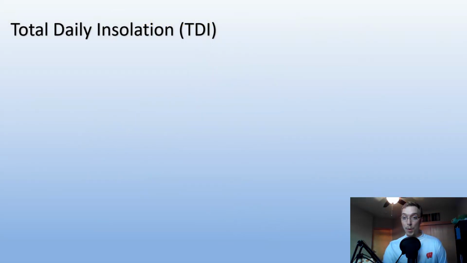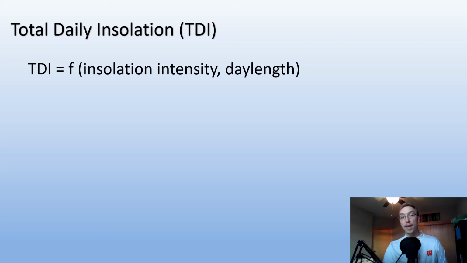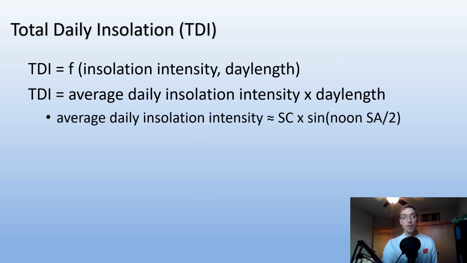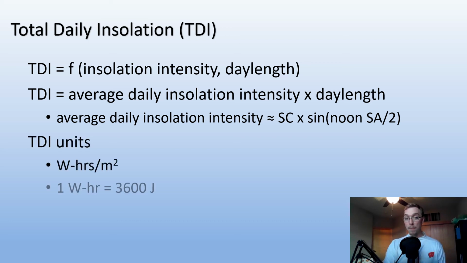All right, so let's talk about total daily insolation. So TDI is equal to F, which is a function of insolation intensity and day length. So the TDI for a given latitude is equal to the average daily insolation intensity times the day length. The average daily insolation intensity is approximately equal to the solar constant, that 1,361 watts per meter squared, times sine of the noon sun angle divided by 2. Units of TDI are watt hours per meter squared. 1 watt hour per meter squared is equal to about 3,600 joules.